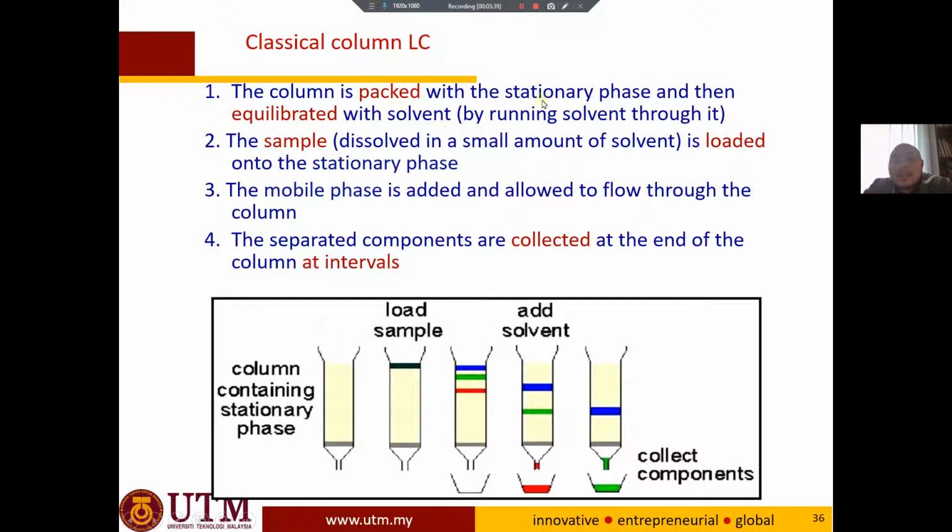The column is packed with the stationary phase and then incubated with solvent. The sample is loaded. Then the mobile phase is added and allowed to flow through the column. The separated components are collected at the end of the column.